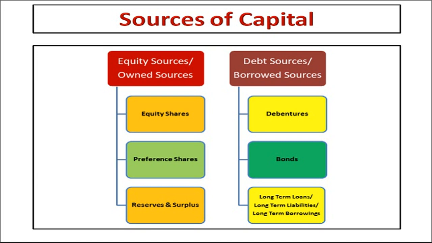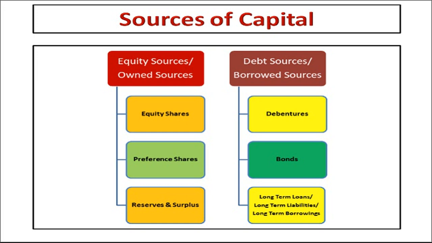In equity sources there are three examples: equity shares, preference shares, and reserves and surplus. Whereas debt sources include debentures, bonds or long-term loans. You can also call it long-term liability, or long-term borrowings. So these are the sources of capital.